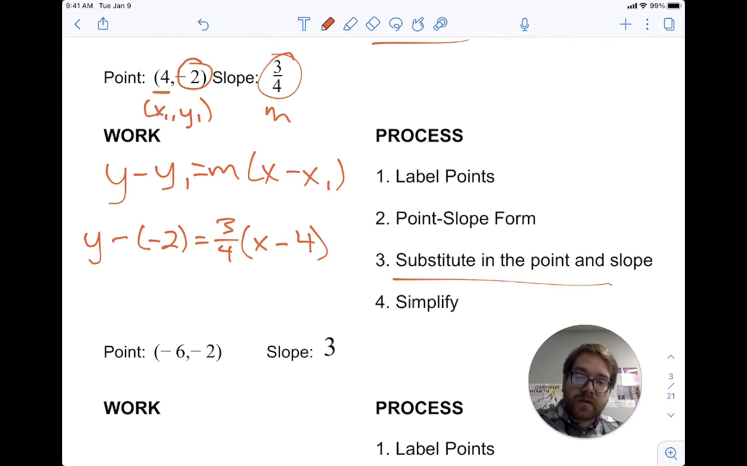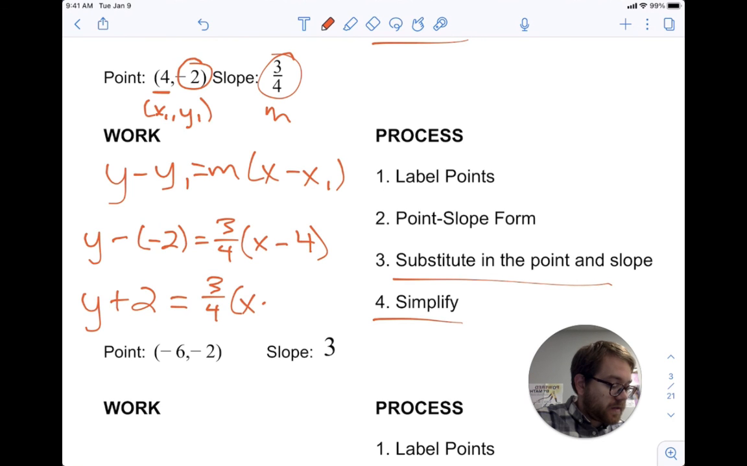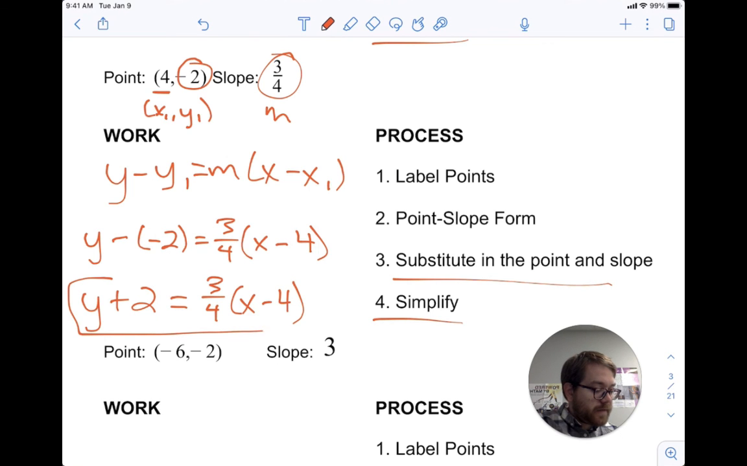All right, I put it into point-slope form, and now I do need to simplify this because I have a minus and a negative number here. So I'm going to simplify that to y plus 2, because minus a negative 2 is the same thing as plus 2. So that's equal to 3/4 times x minus 4. Now I can leave it like that. There's nothing else to simplify. And so that's my answer.